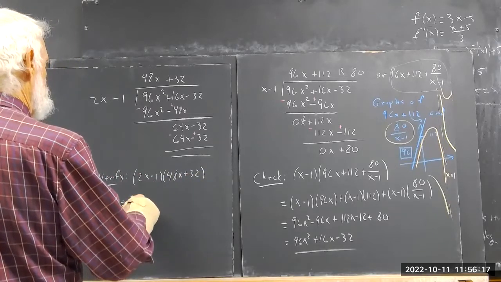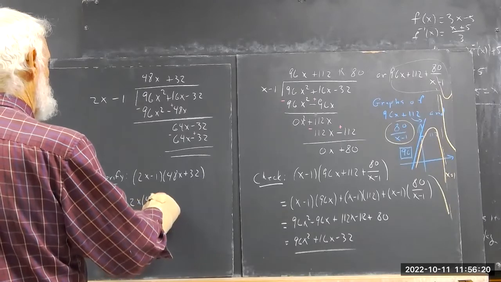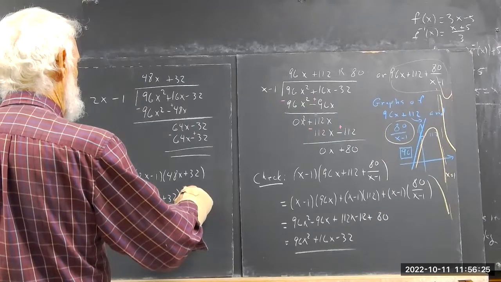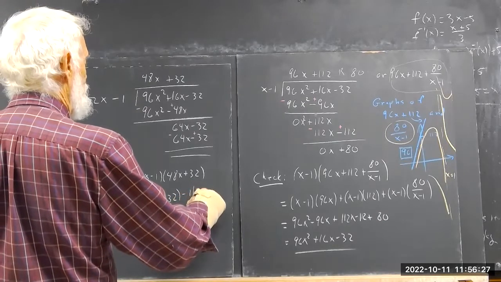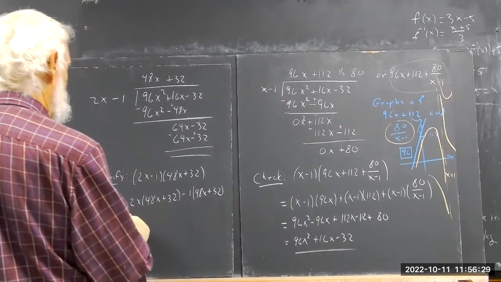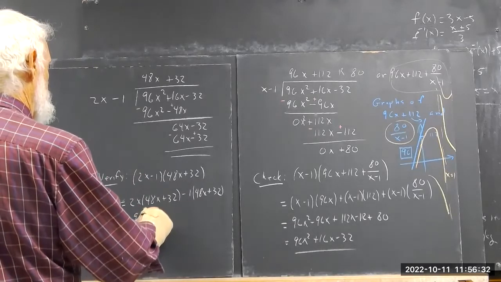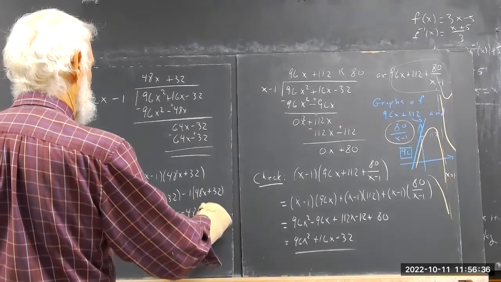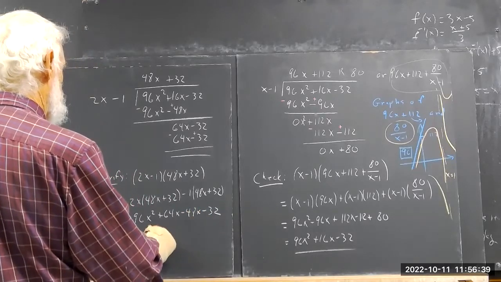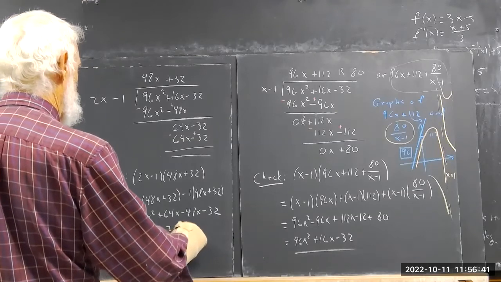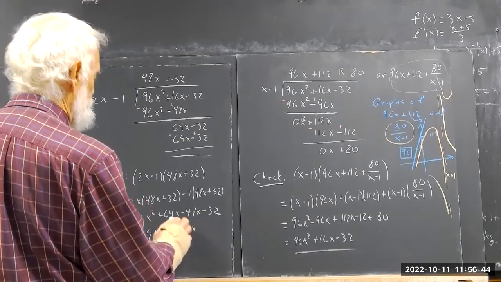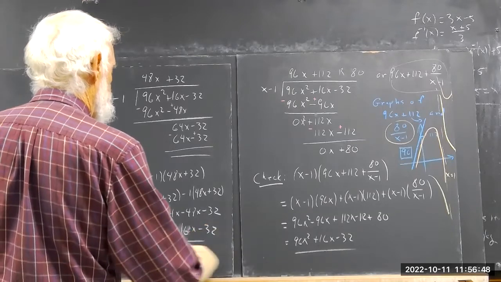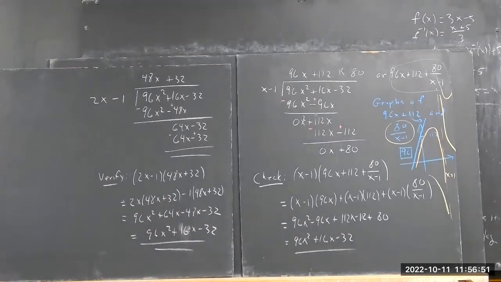That equals 2x times 48x plus 32 minus 1 times 48x plus 32, which is going to give us 96x squared plus 64x minus 48x minus 32, which is 96x squared plus 16x minus 32. Okay, well, it's a little bonus here.